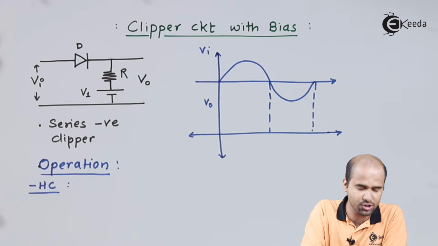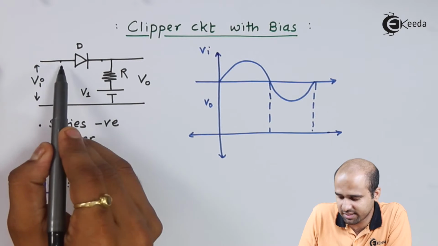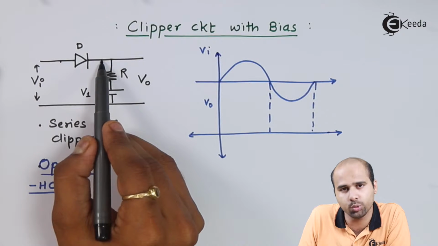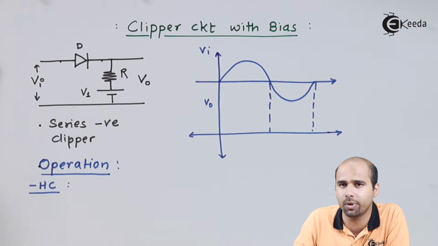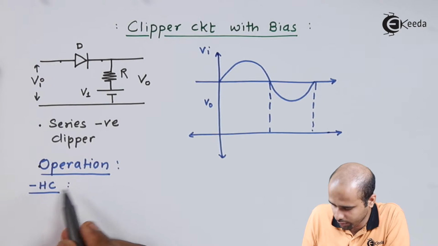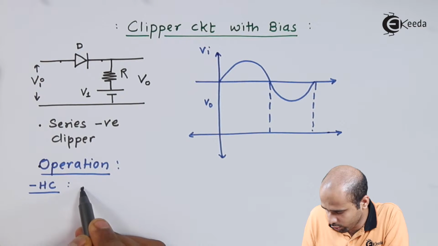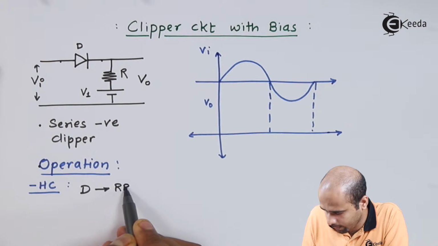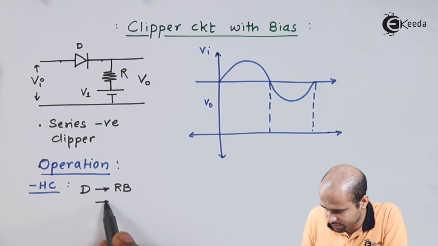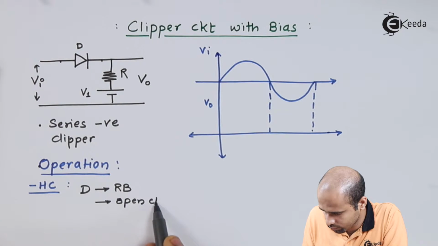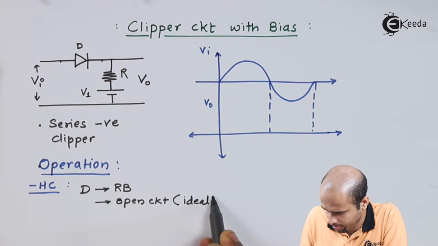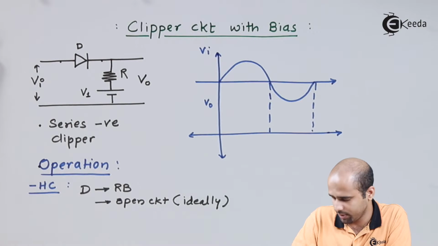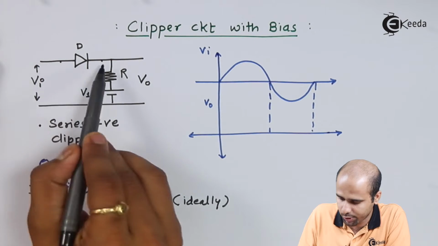Negative half cycle is straightforward. As the voltage at this anode is negative with respect to the cathode, obviously this diode D will become reverse bias in the complete negative half cycle, right? So in the negative half cycle, diode D will become reverse bias. As diode D becomes reverse bias, it is ideally an open circuit. And now see the fact that the diode is now open.